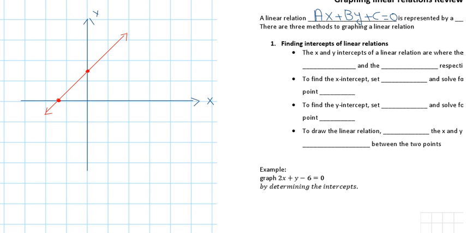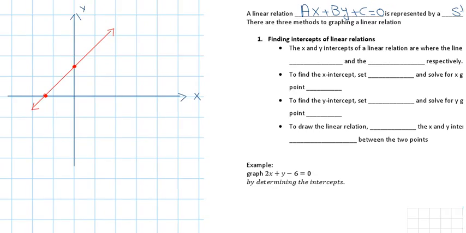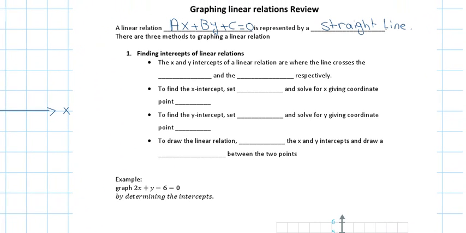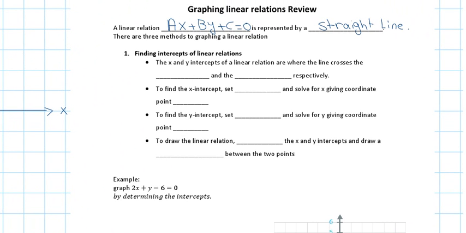That's one way to graph a line. So the x and y intercepts of a linear relation are where the line crosses the x-axis and the y-axis respectively.